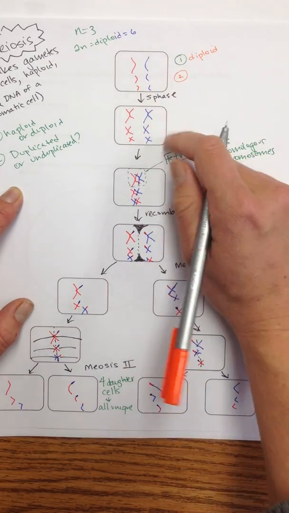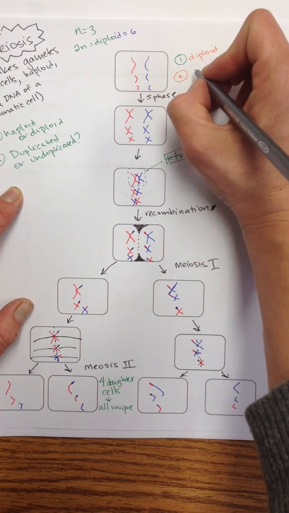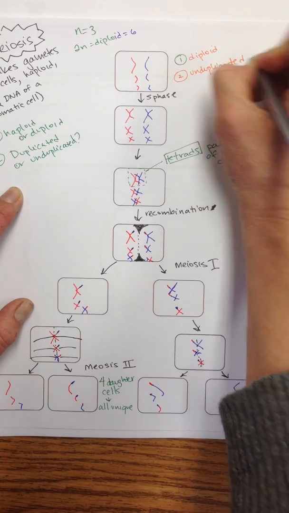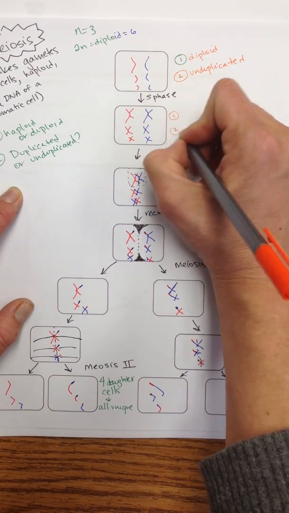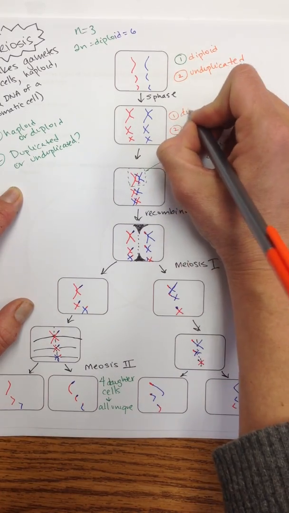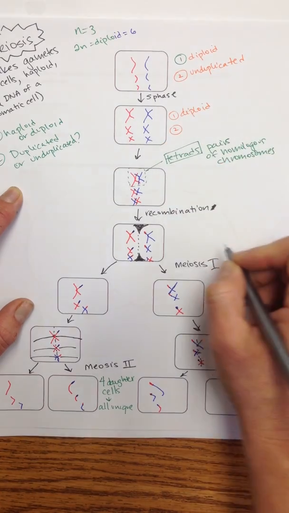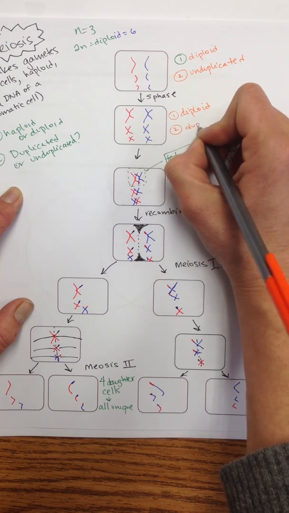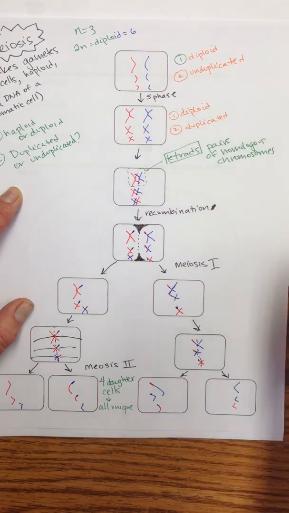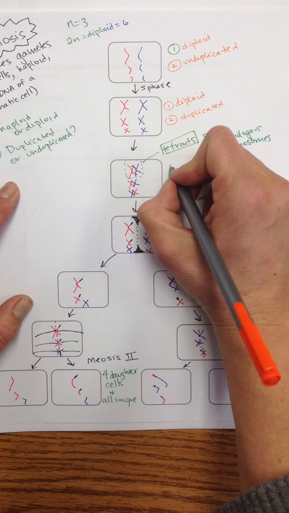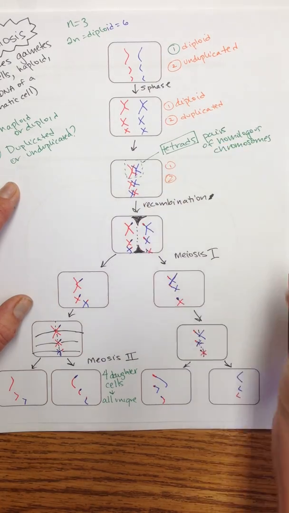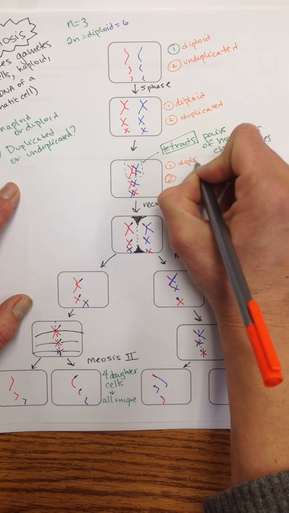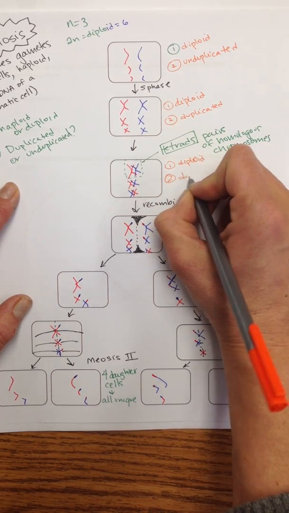2 is duplicated or unduplicated. I can see that they're not X's, they're just lines. They're unduplicated. This one, same questions. I got 6 chromosomes, diploid. Now they're X's, so they've been duplicated. Part 3, it's the same cell, I'm just moving stuff around. So I've got still diploid, and it's duplicated.